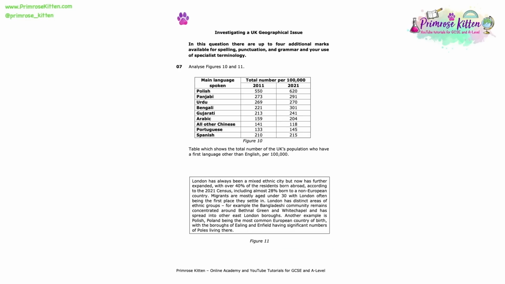Question 7. Analyse Figures 10 and 11. Figure 10 is a table which shows the total number of the UK's population who have a first language other than English per 100,000 people. The first point to notice is that Polish is the most spoken language amongst people who do not have English as their first language in both 2011 and 2021.